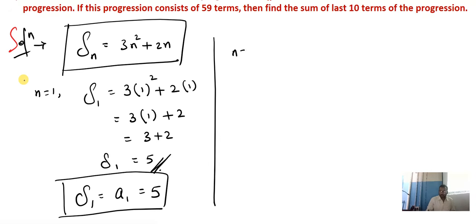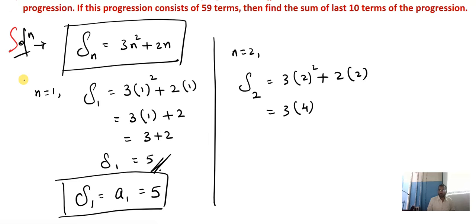Similarly, the value of n is 2. We are assuming the value in place of n is 2. Then S_n is 3n squared plus 2n, so 3 times 2 squared, which is 4, plus 2 into 2, which is 4. 3 fours are 12, plus 4, 12 plus 4 is 16. That is the sum of two terms.